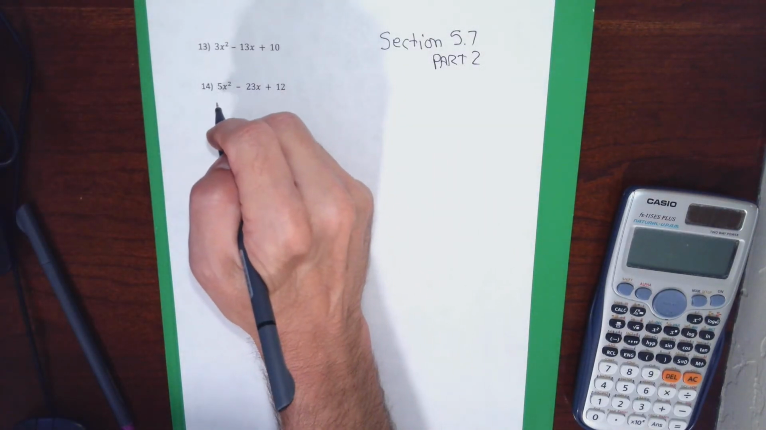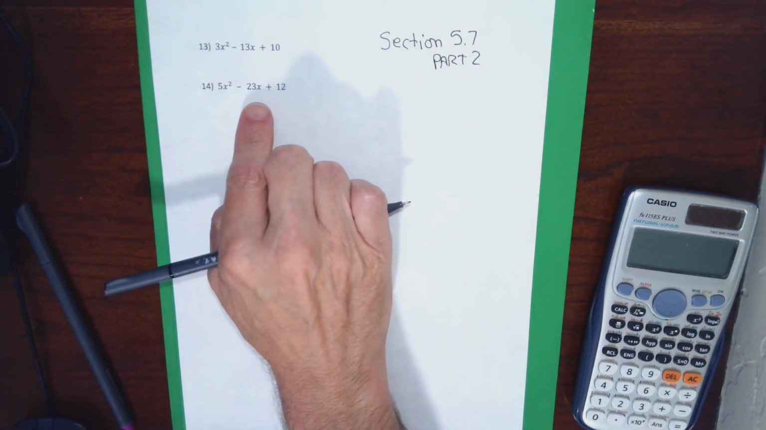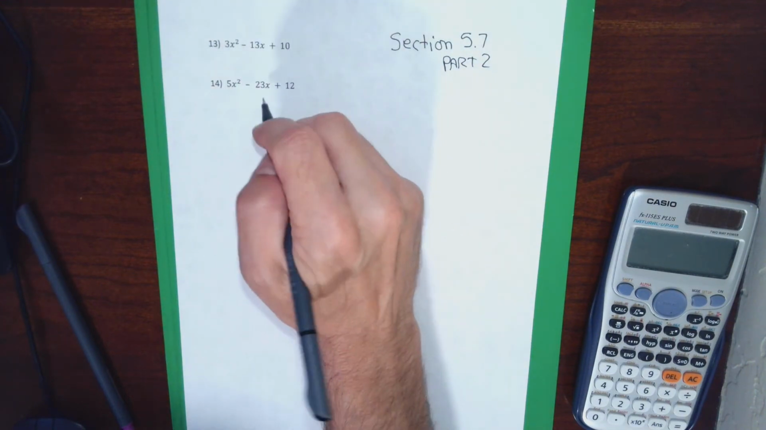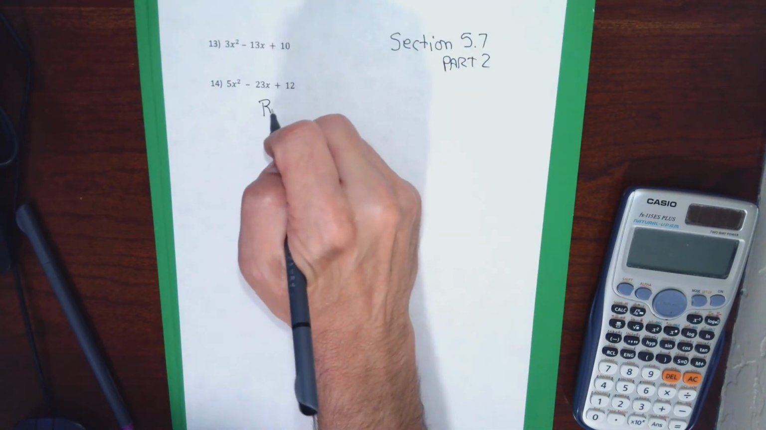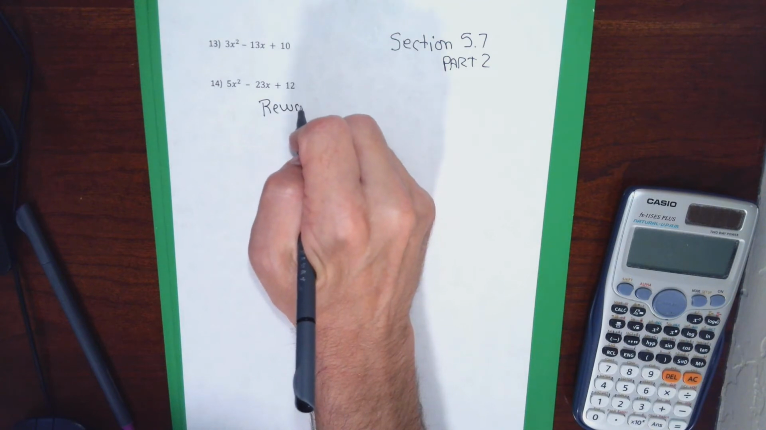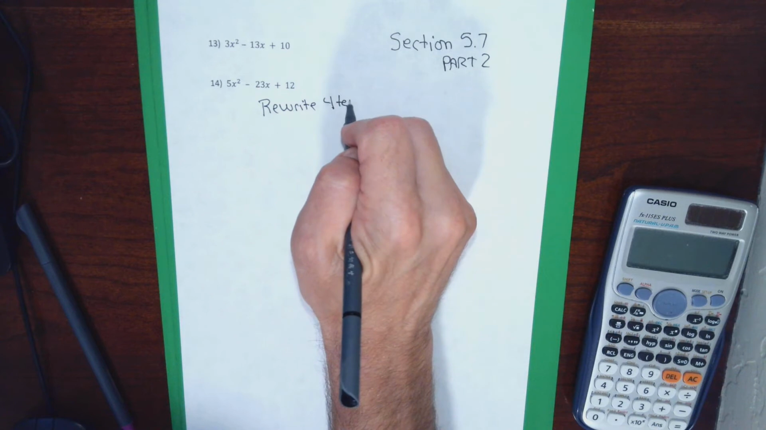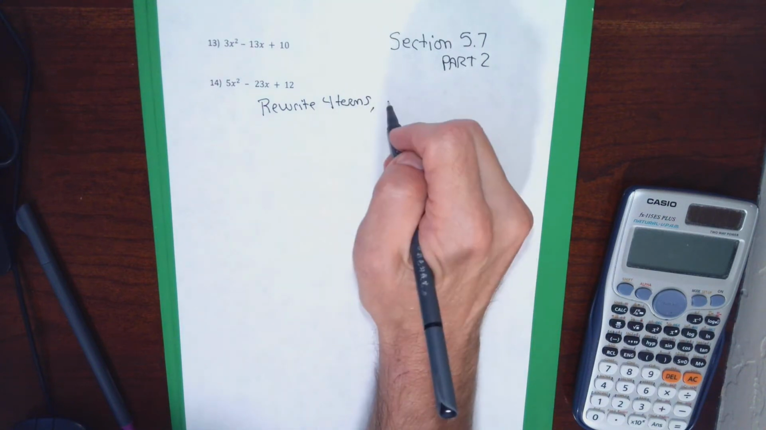So in problem 14, it has 3 terms. There isn't a common factor. If there wasn't a number in front of the square term, I would just factor. But because there is a number in front of the square term, I need to rewrite with 4 terms and then factor by grouping.